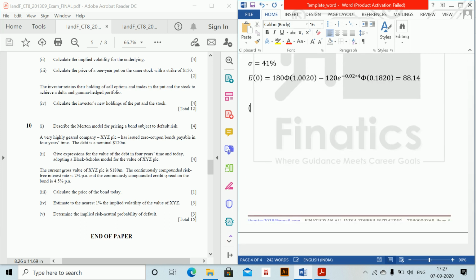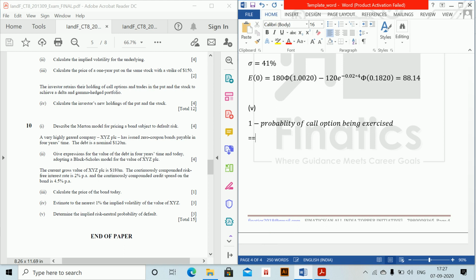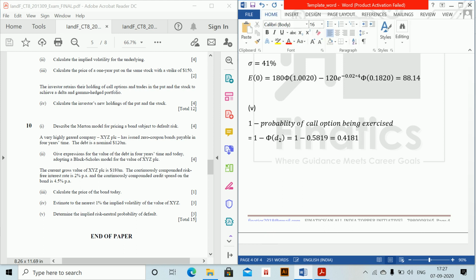And the last one is to determine the implied risk neutral probability, so part 5. The probability of XYZ defaulting is 1 minus the probability of the call option being exercised. So that is equal to 1 minus Φ(d2), which is 1 minus 0.5819, which is equal to 0.4181. So 42% is the probability. So that's it about these two chapters also.